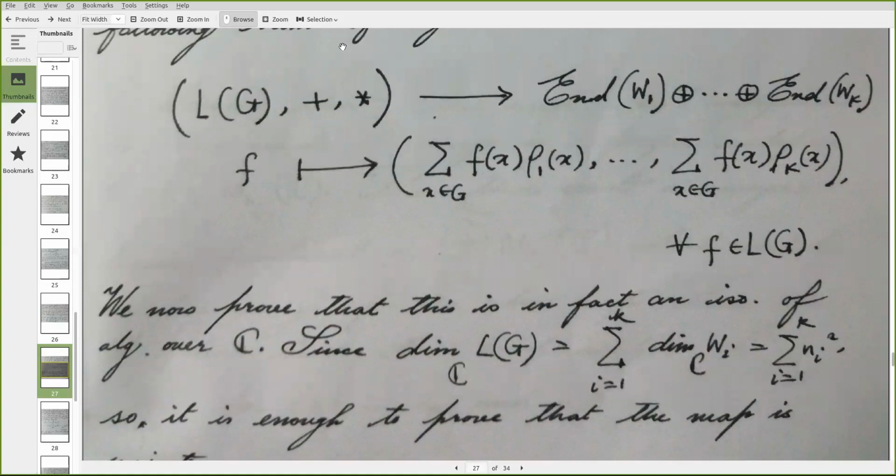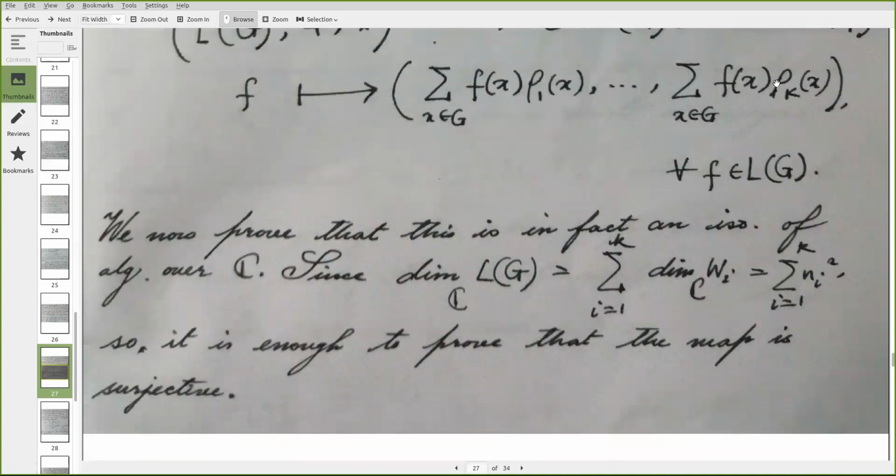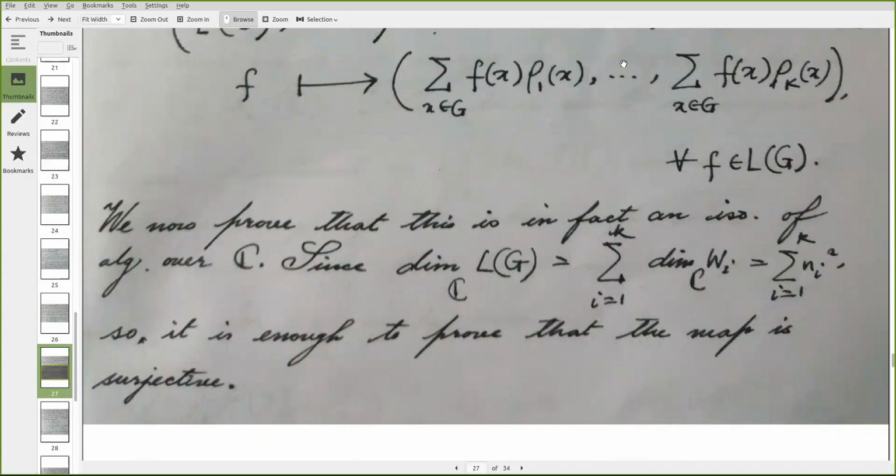here the dimension is the order of G, and here the endomorphisms of W_1 have dimension n_1 squared. Similarly, any ith summand will have dimension n_i squared. So the dimension of the right hand side is the summation of n_i squared, which is the order of G. So both sides have the same dimension. It's a linear map between two finite dimensional vector spaces of the same dimension, so it is injective if and only if it is surjective. Once we prove that it is surjective, it will be automatically injective, hence bijective.